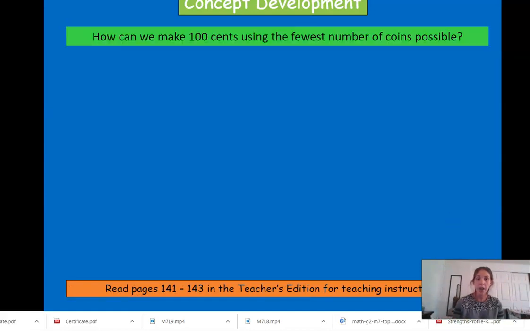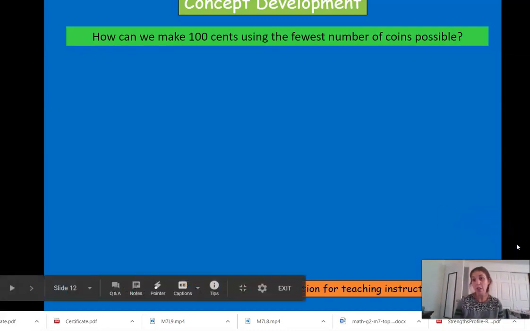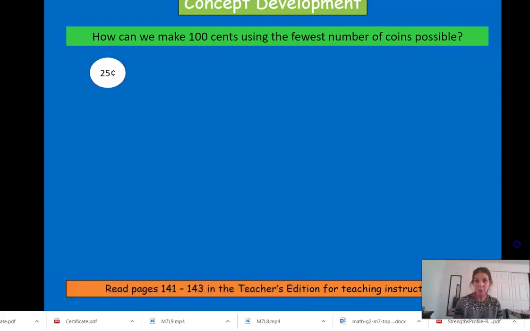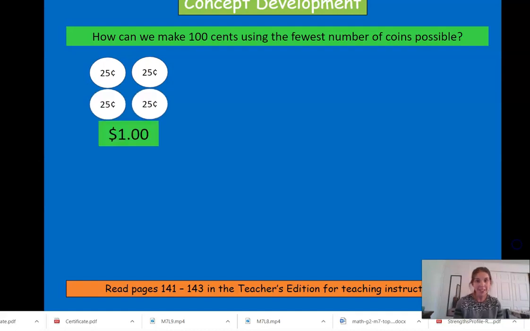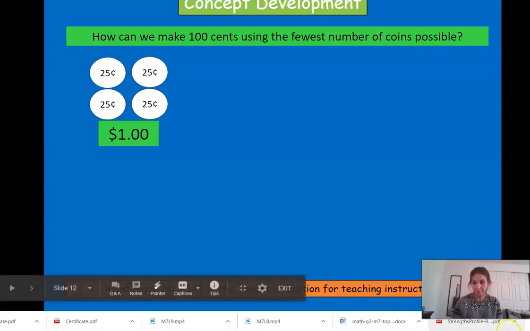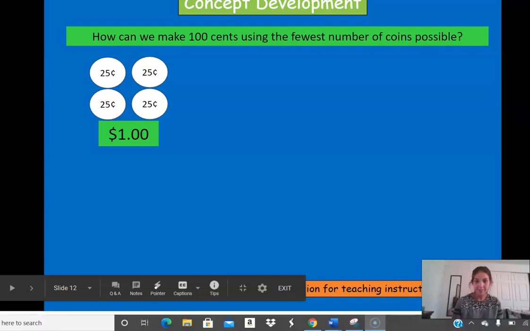How can we make 100 cents using the fewest number of coins? So the smallest number of coins counting up to 100 cents. What can we do? Start with our quarters. 75, 100. 4 quarters is going to be your fewest number of coins that you can do. Okay.